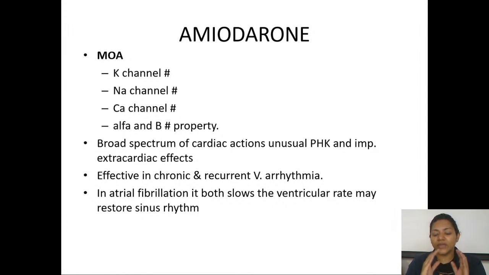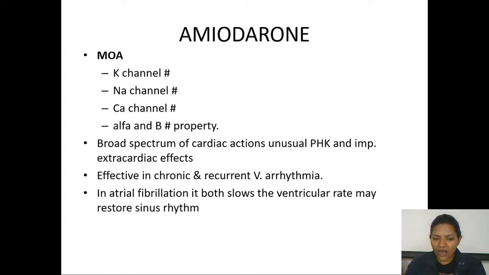It is effective in chronic as well as recurrent ventricular arrhythmias. So this is a special point, that in patients who keep on having ventricular arrhythmias over and over, or who have chronic ventricular arrhythmias, we give amiodarone. Also in patients with atrial fibrillation, it slows the ventricular rate and may restore sinus rhythm. So first of all, it will control the ventricular rate.